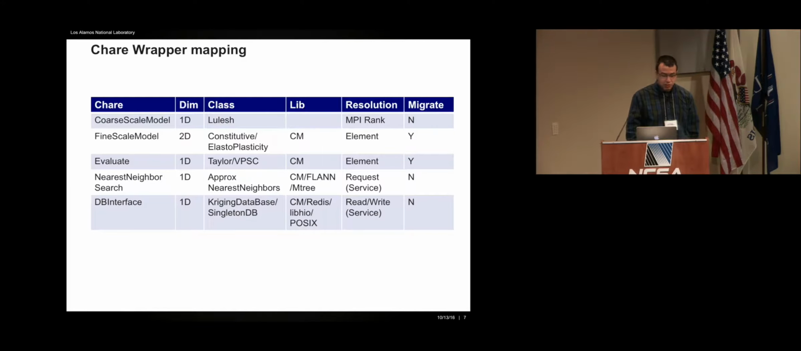In terms of Charm mapping, we mapped the coarse scale model, which is our LULESH class, to multiple chares. If this were an MPI code, they'd be ranks, but we did not use node groups, so oversubscription is good. We mapped the fine scale models to chares as well in 2D arrays, and we had one of those per element. We also had an evaluate chare, which corresponded to our fine scale calls as needed. Again, we'd have those on the order of 1 per element.